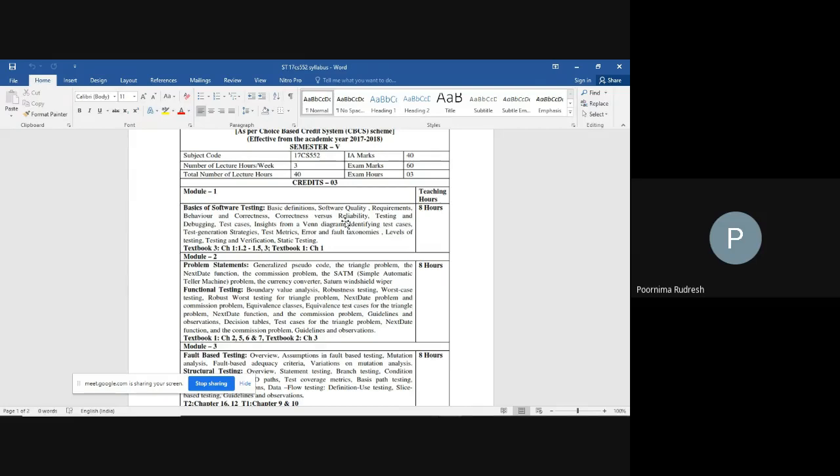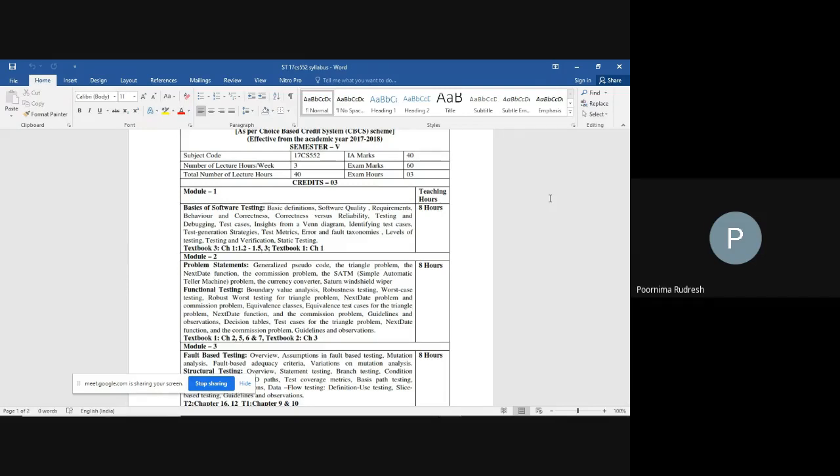Next you are going to study testing and debugging. The testing definition you study in the first stage itself. After that you study debugging: what is debugging, why we perform debugging, and what the uses of debugging are. Next you are going to study test cases. Next, insights from a Venn diagram. For testing we are going to use the Venn diagram. And next you are going to study identifying test cases.